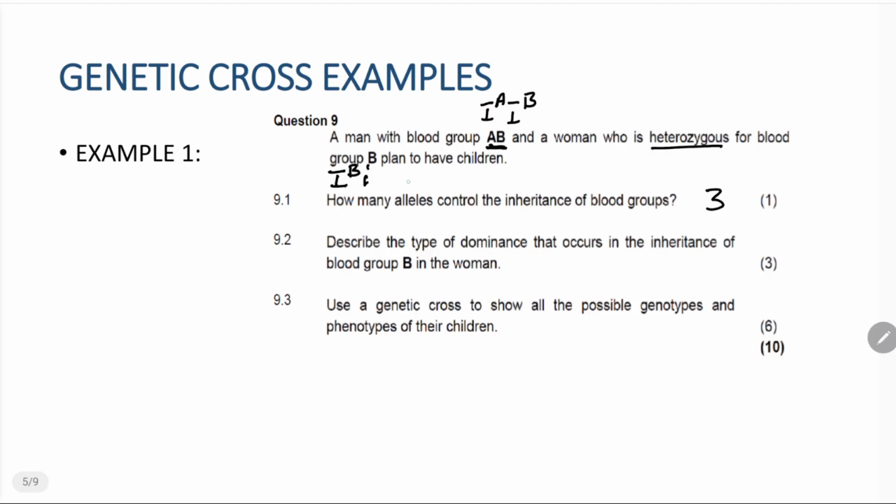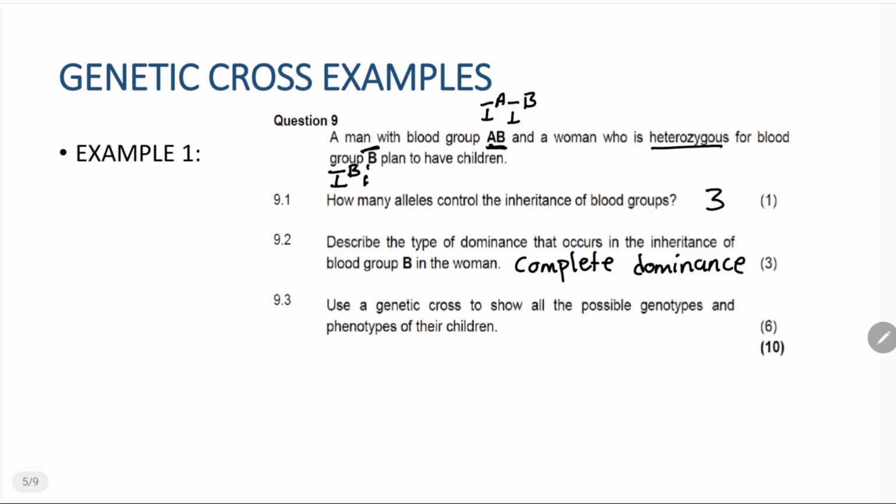Let's look at blood group B. The woman is said to be heterozygous. So she has an allele for blood group B and she also has an allele for blood group O, which is small letter i. But irrespective of the presence of the allele for blood group O, it has been completely masked since the woman is said to have blood group B, and this is an example of what we call complete dominance. This is what we call complete dominance, right?